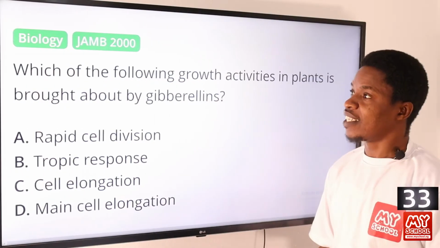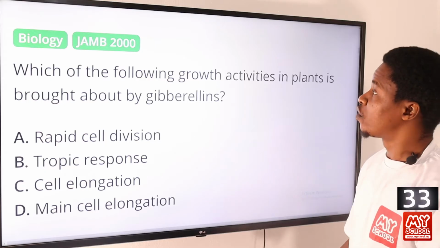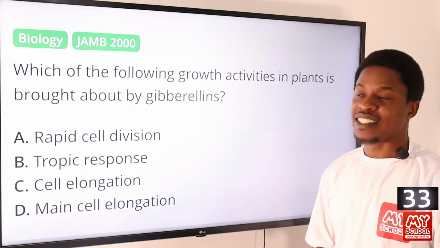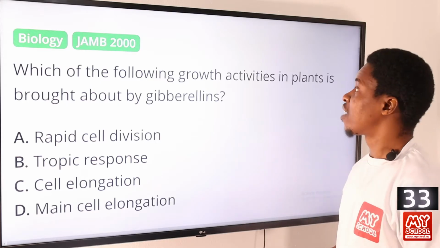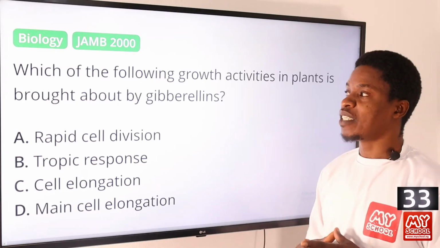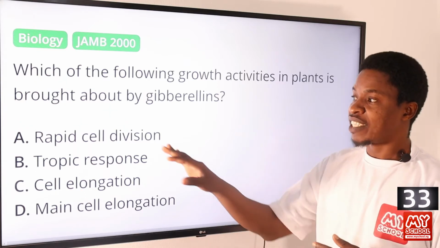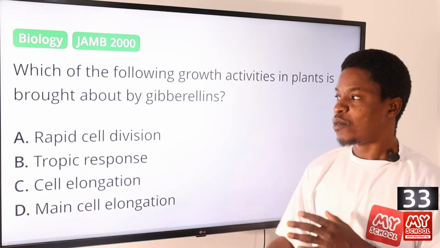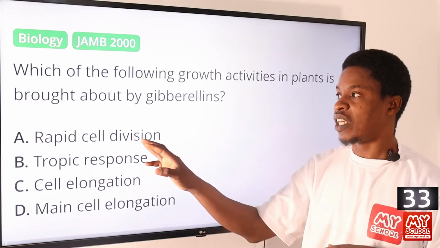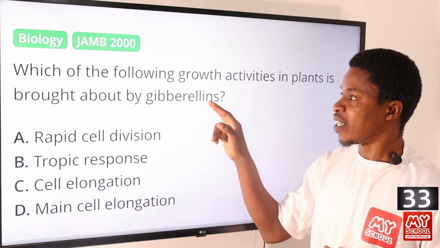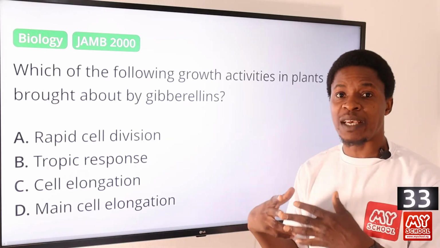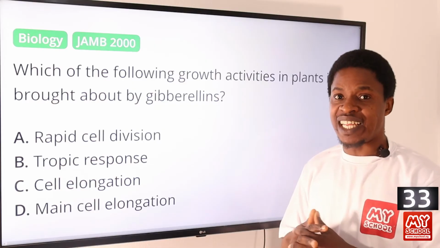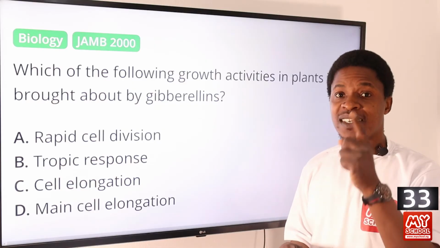Question number 33 now. Which of the following growth activities in plants is brought about by gibberellins? These are some of the activities that take place in the growth of plants. Don't forget we are talking about gibberellin. Gibberellin is a plant hormone that helps in building up the cells of the plant.